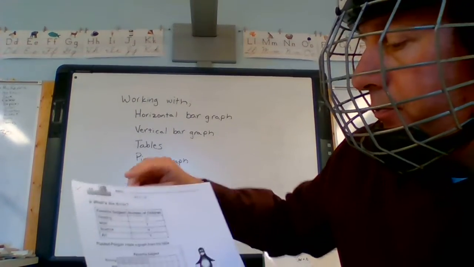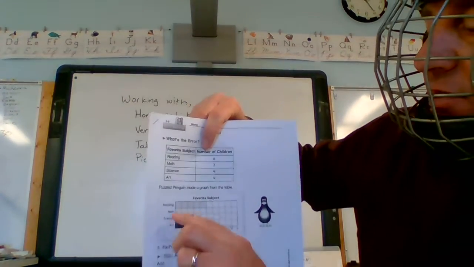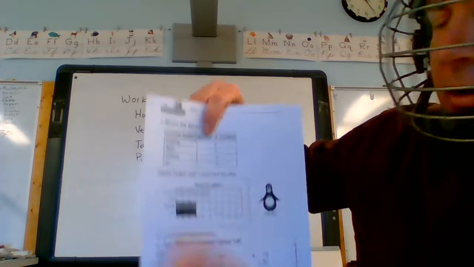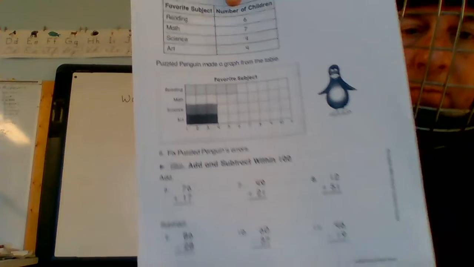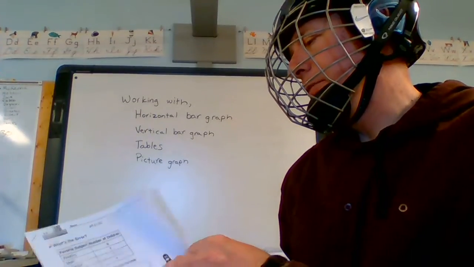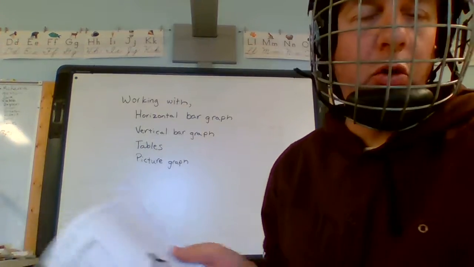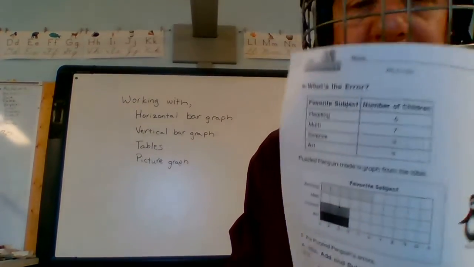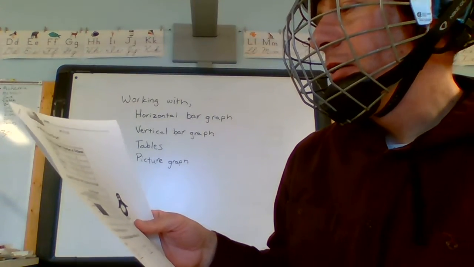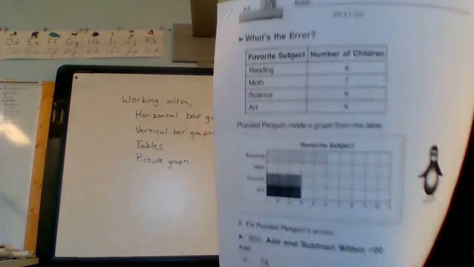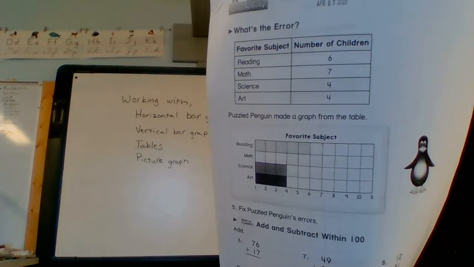Number 1, there's nothing here for math. He doesn't have anything for math, unless you have it in color. I don't think I made any of these in color. There's actually yellow, but it doesn't show up on this copy. So you're going to have to graph out the math. How many students chose math? When you look at your table right here, 7, correct?